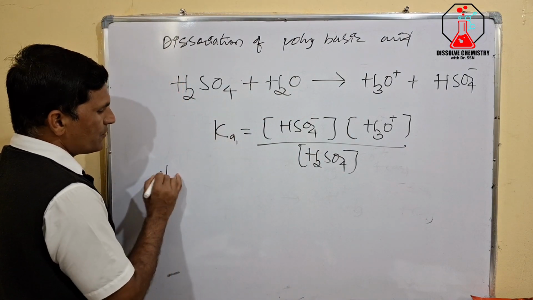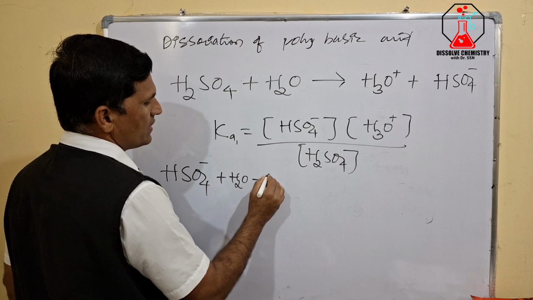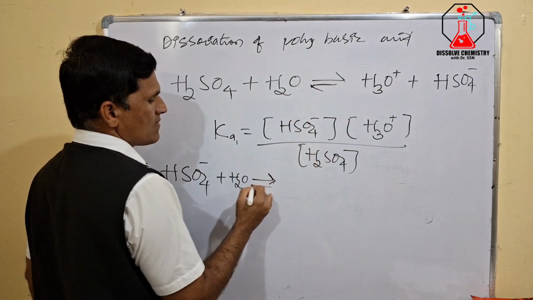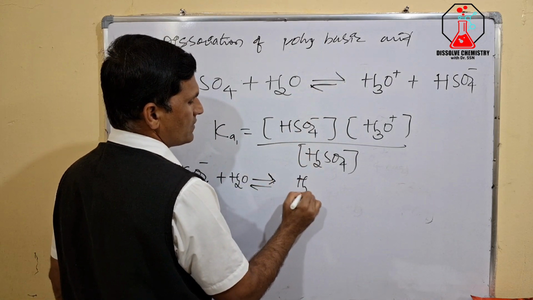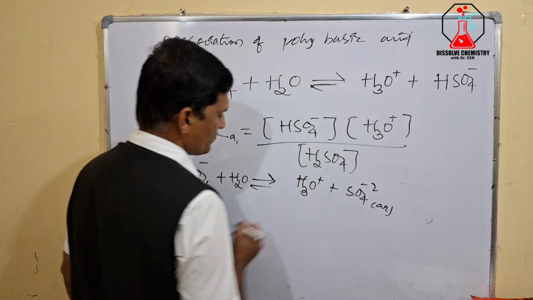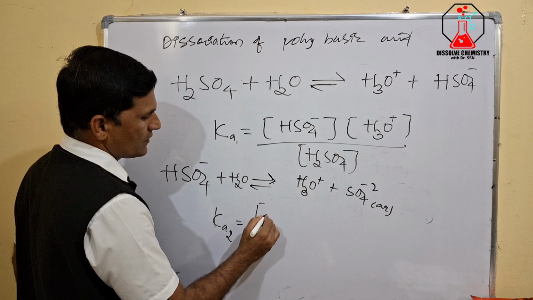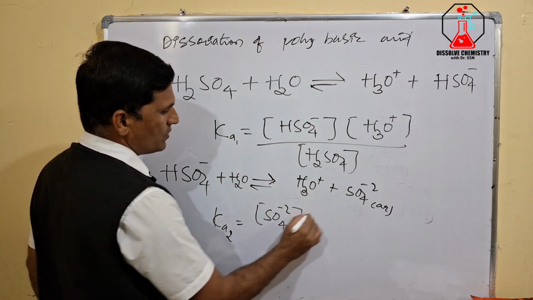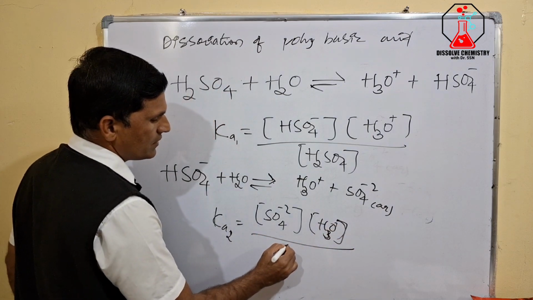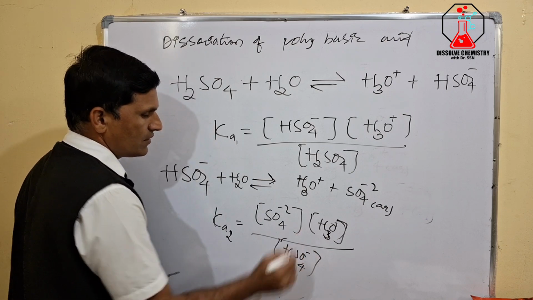Now further, if you take HSO4- plus H2O, it will dissociate to give H3O+ plus SO4 2- aqueous, and this we will call Ka2, which is SO4 2- times H3O+ divided by HSO4-. This is how we write it.